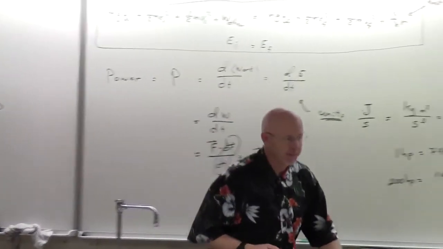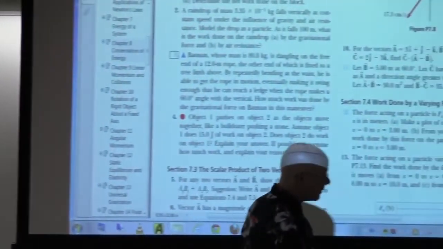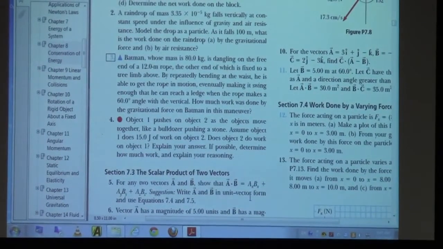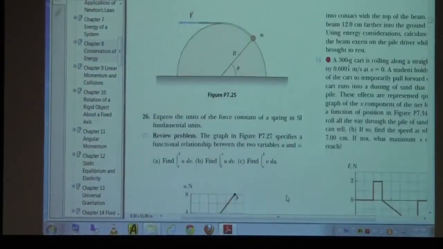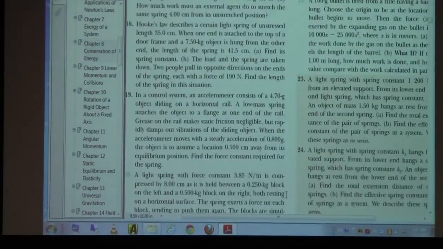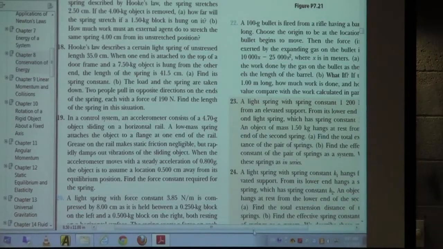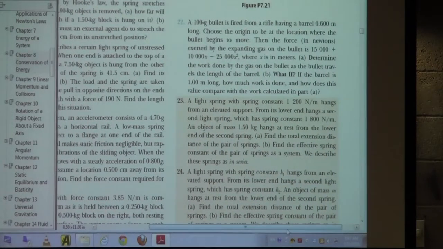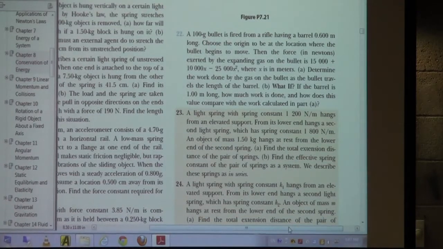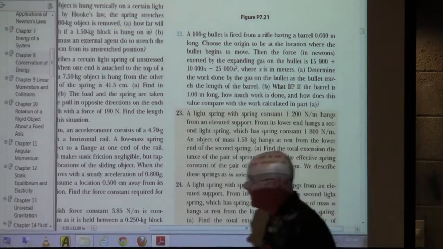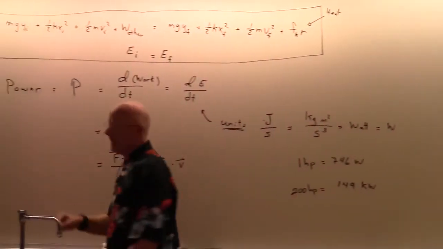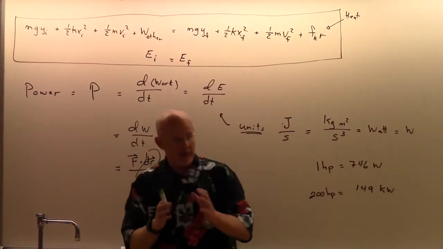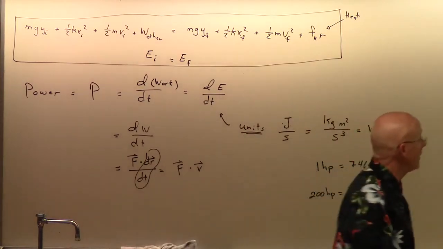Let's try 22. This, like I said, was a good one to get started. 22 takes us a little bit further. 22, must be in the top of this next page here. Here's a good one. This one does fit into this category right here. Work done by something else we haven't talked about. Well, let's work on this one here.